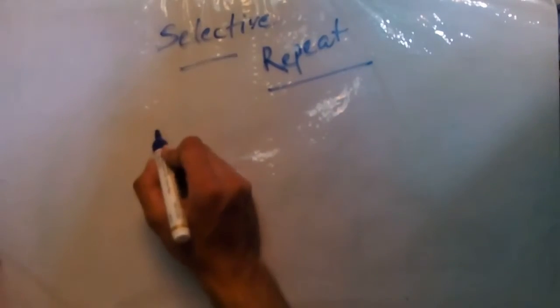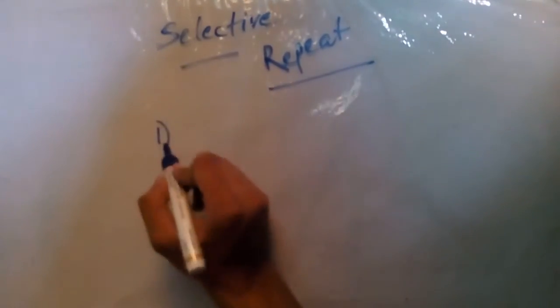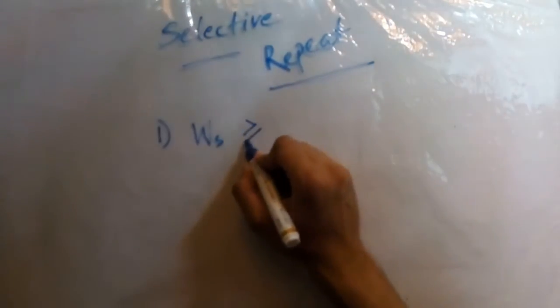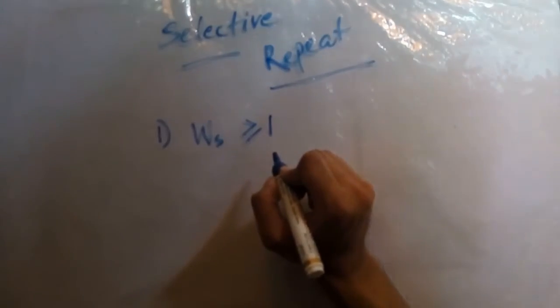Now this was all about go back N. Now we would be learning about the selective repeat protocol. Like go back N, selective repeat also has 3 main features. What are those? Number 1, the window size at the sender's end must be greater than or equal to 1, like it was in go back N.